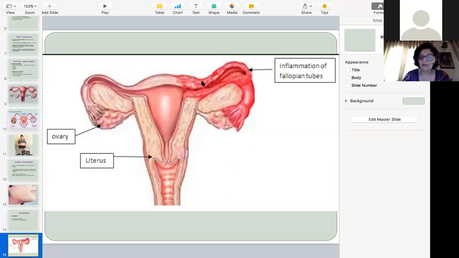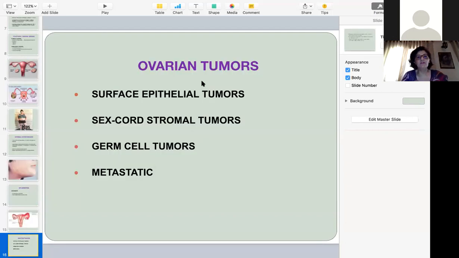Coming to the main topic of today, I just talked about a few things that can involve the ovaries or come into the differential diagnosis of ovarian tumors, which can be infections, which can be polycystic ovaries, which can be follicular cysts, and which can be corpus luteal cysts. So coming to the main topic of today are the ovarian tumors.